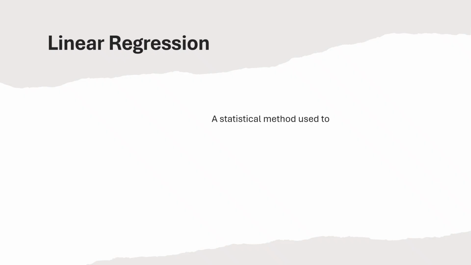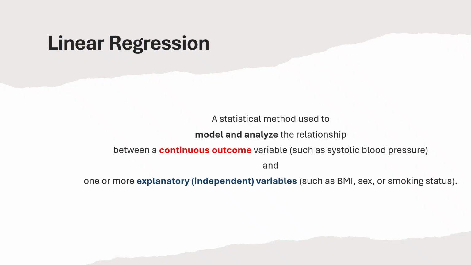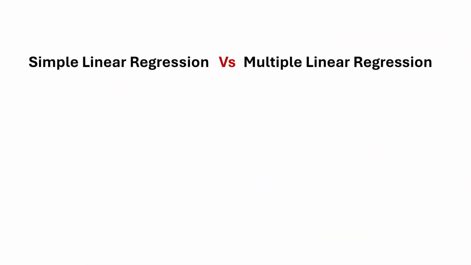Linear regression is a statistical method used to model and analyze the relationship between a continuous outcome variable, such as height, weight, or systolic blood pressure, and one or more explanatory, or what we call independent, variables, such as BMI, sex, or smoking status. There are two types of linear regression, simple and multiple. In simple linear regression, we have only one predictor, while in multiple linear regression, we will have two or more predictors.